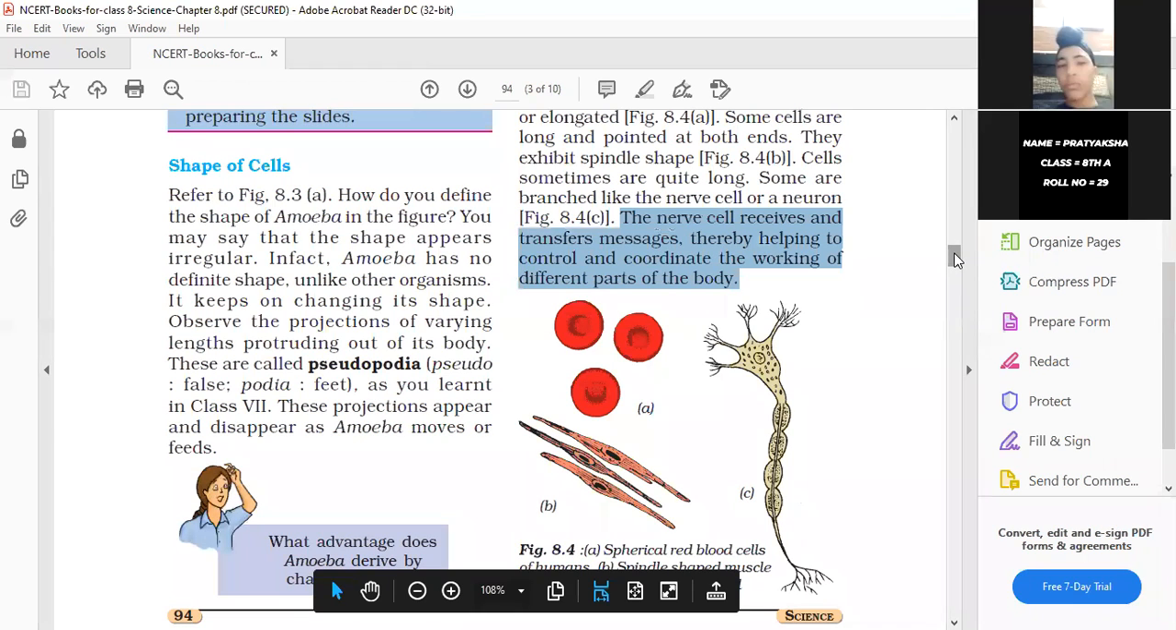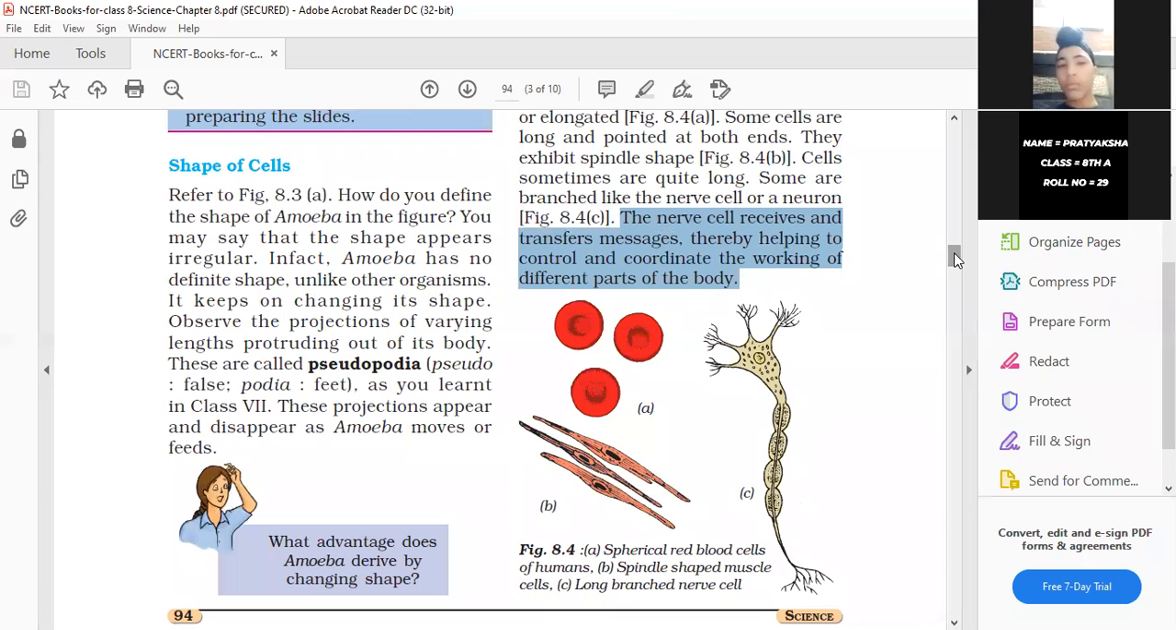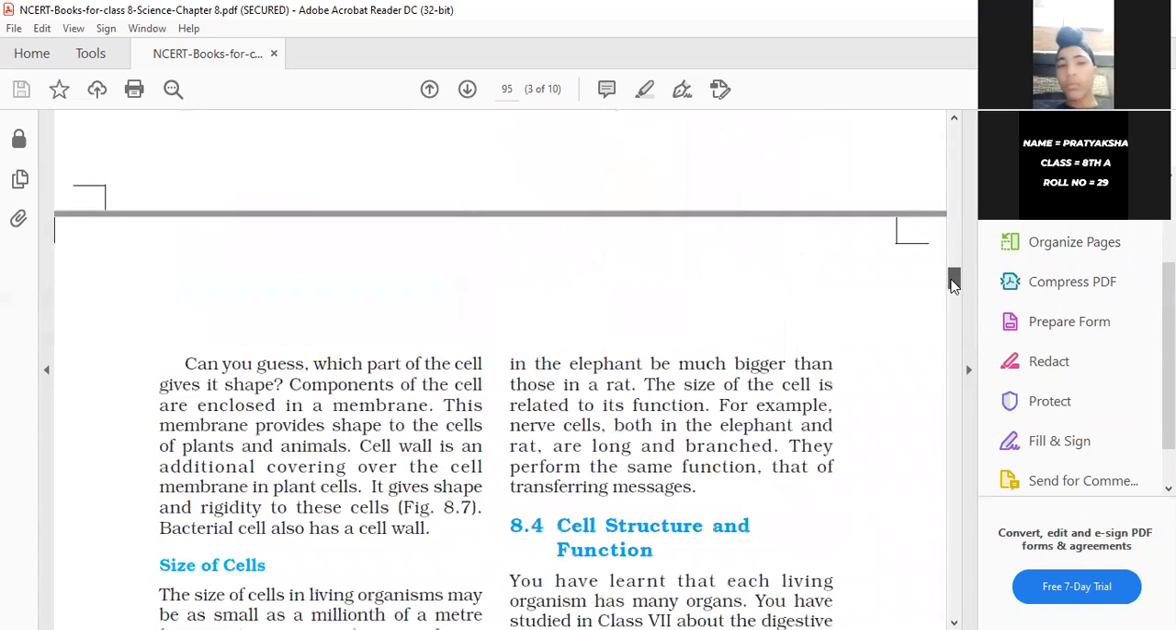Kindly underline it, it's very, very important. And children, I want you to draw this diagram also, figure 8.4, with the three parts A, B, C.